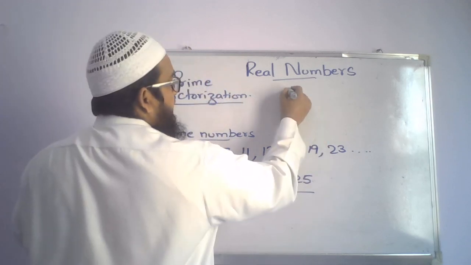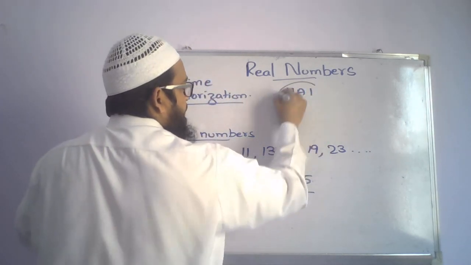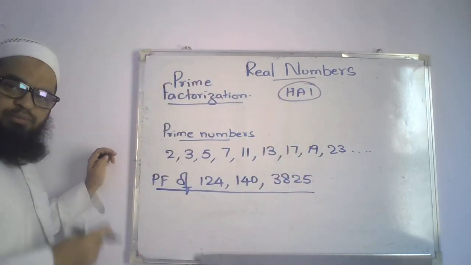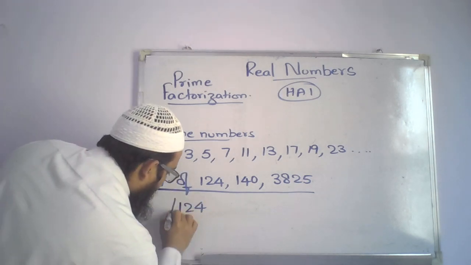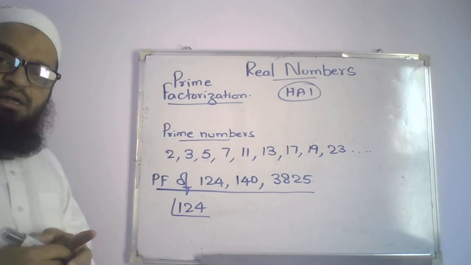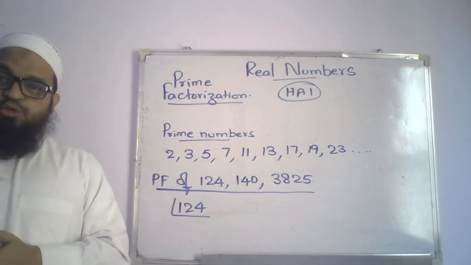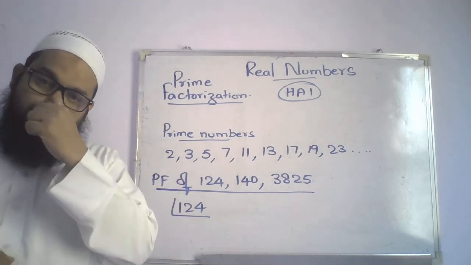ये हमारा आज का HA1 है, होम असाइनमेंट 1. ओनली 3 प्रॉब्लम्स, और 3 प्रॉब्लम्स करके छुट्टी. सो 124 भाई. उसके बाद हमने ग्रेड 6 में डिविजिबिलिटी रूल्स पढ़े थे. सो व्हाट आर द डिविजिबिलिटी रूल्स.